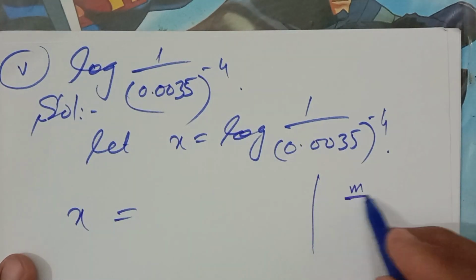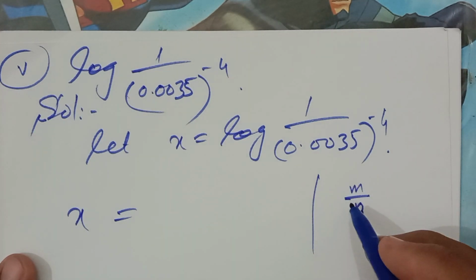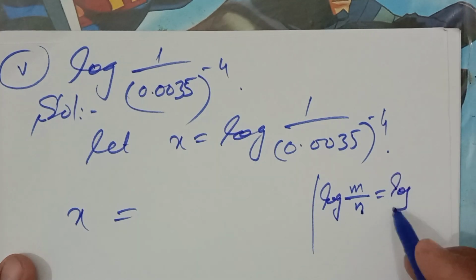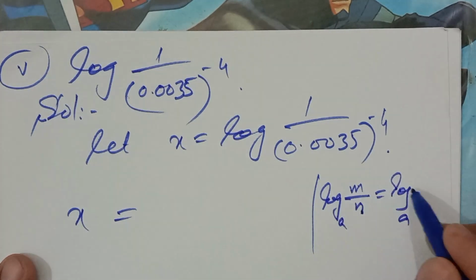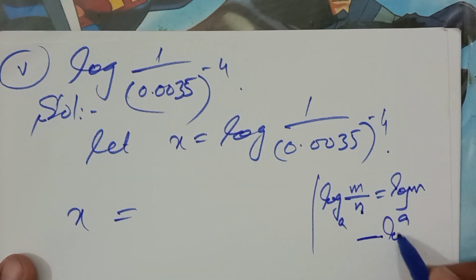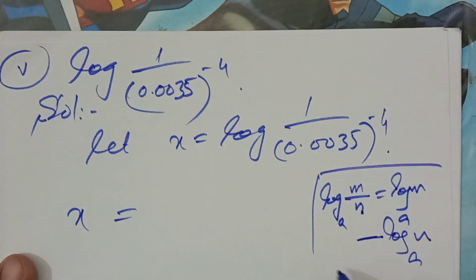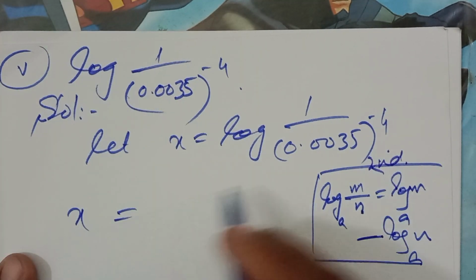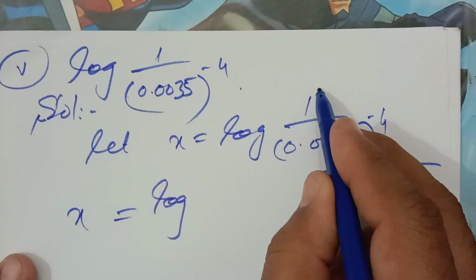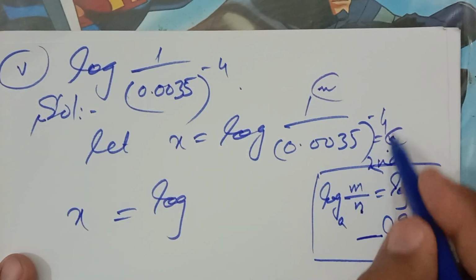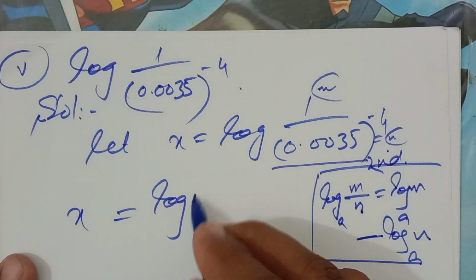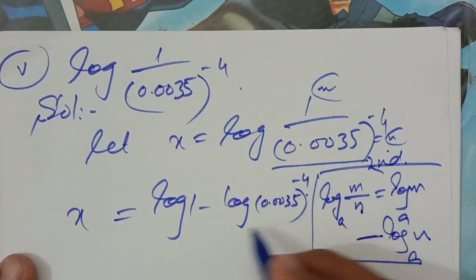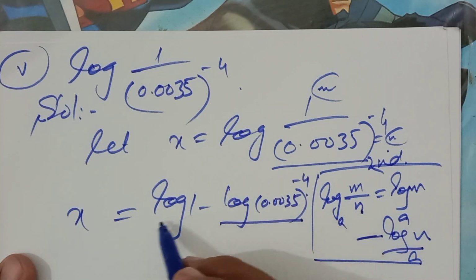Here, if we have two amounts which are in division, numerator and denominator, and we apply log, we can write log with base a of m, symbol of subtraction, log with base a of n, by definition of log. This is the second rule of log, where the exponent is the whole of 1 over 0.0035 raised to negative 4, that is this whole part.